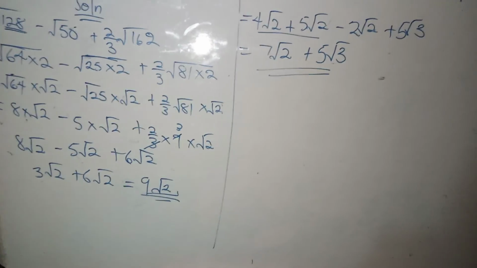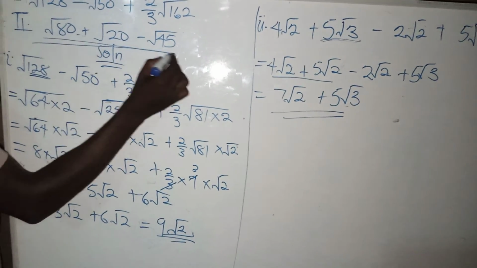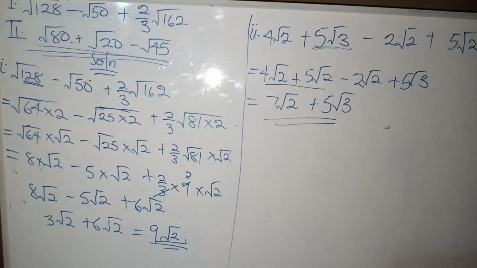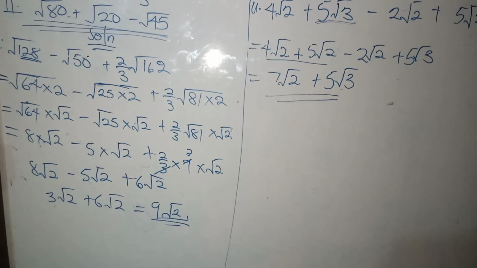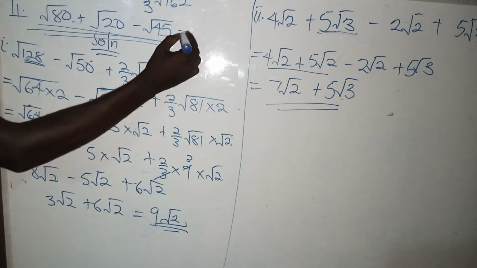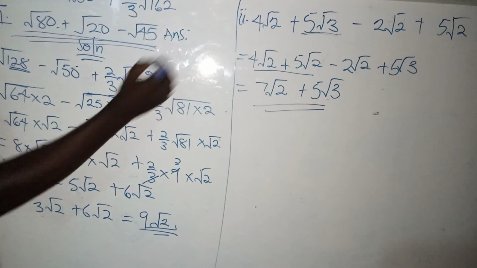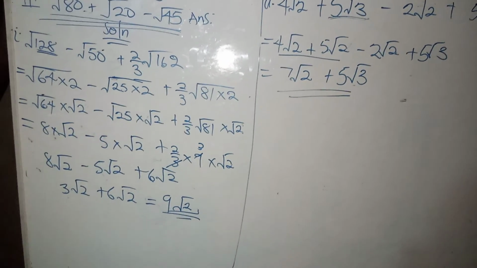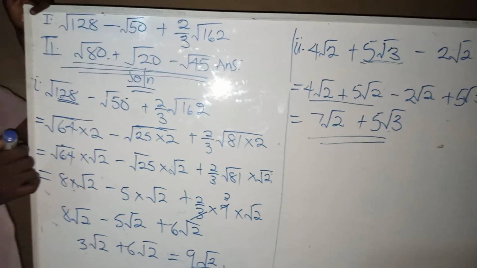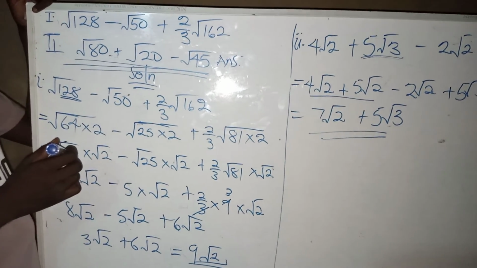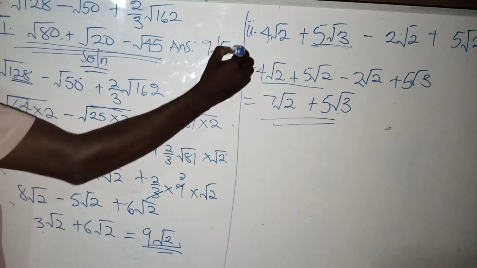Now, I won't solve the second example and I'm giving it to you as an assignment. You can pause the video and then solve it. I'm going to write the answer. Answer will be, are you ready? So I believe that now you have been able to solve it. You get 9 root 5. This is the answer.